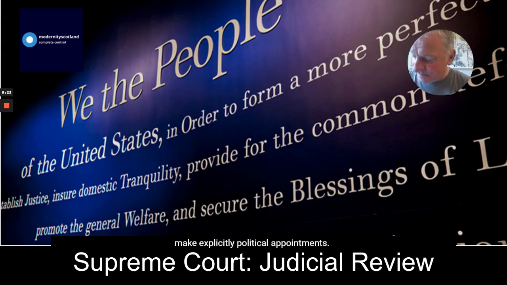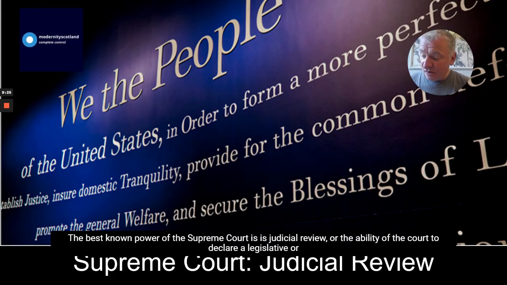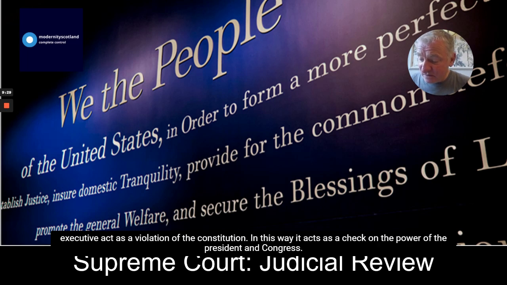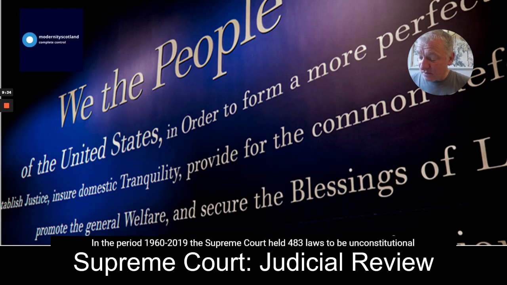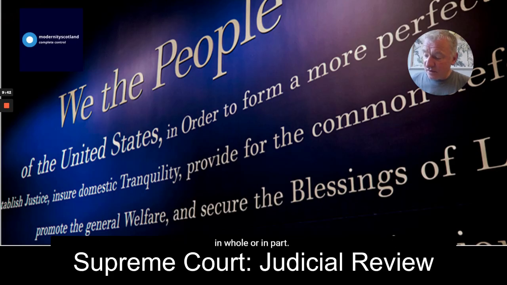The best known power of the Supreme Court is judicial review, or the ability of the court to declare a legislative or executive act in violation of the Constitution. In this way, it acts as a check on the power of the President and Congress. In the period 1960 to 2019, the Supreme Court held 483 laws unconstitutional in whole or in part.